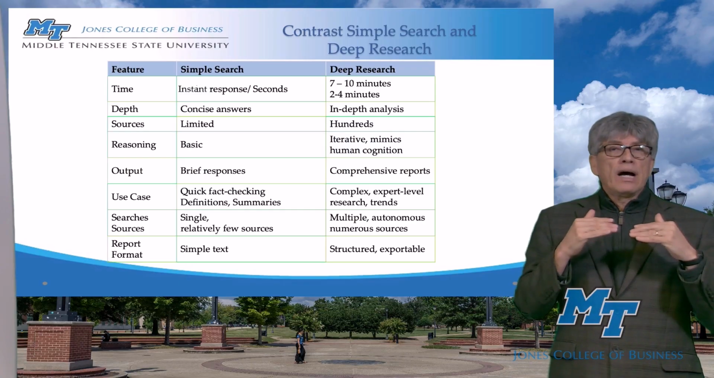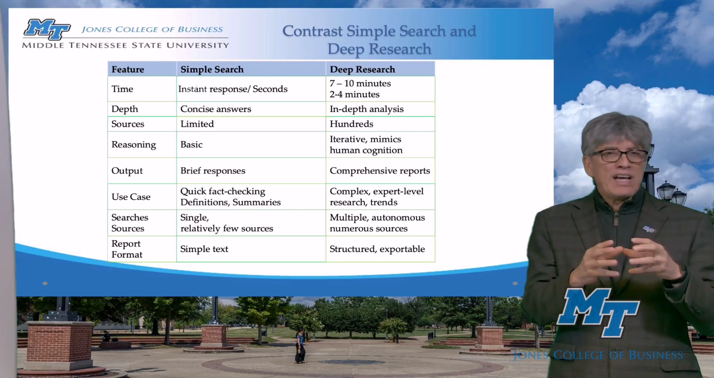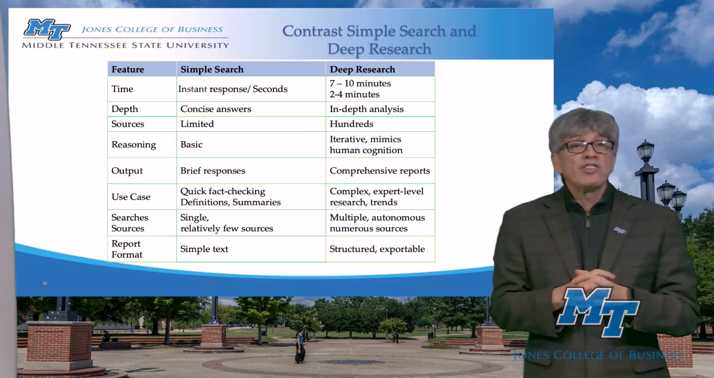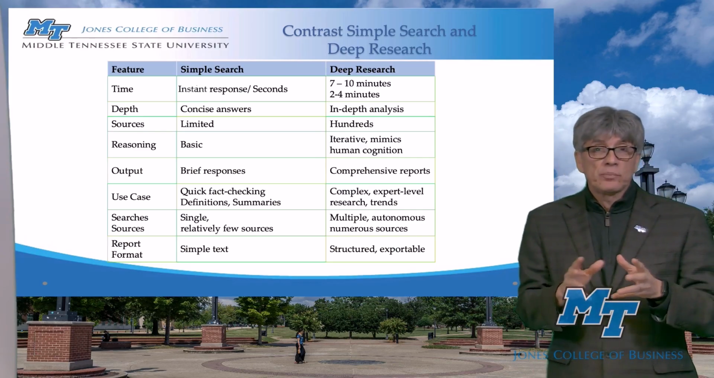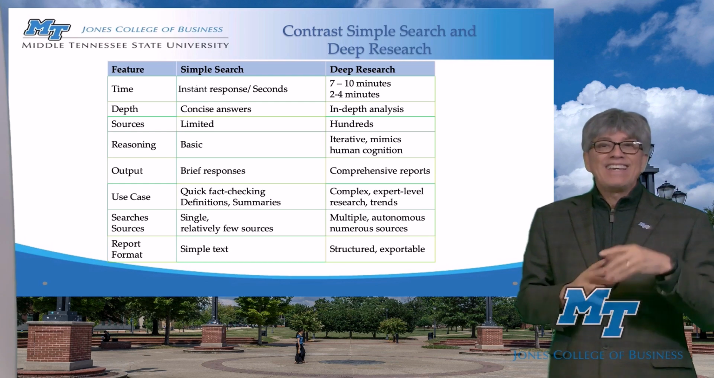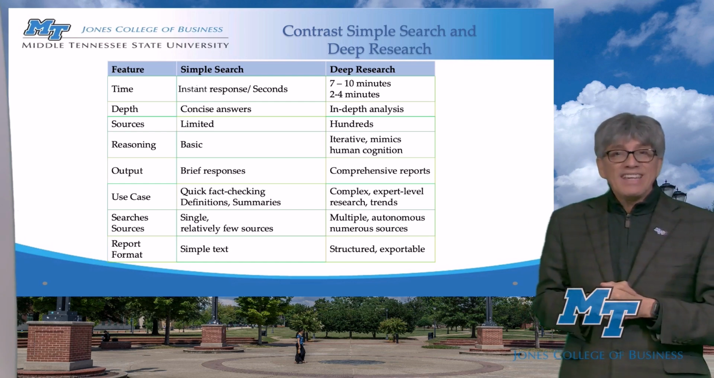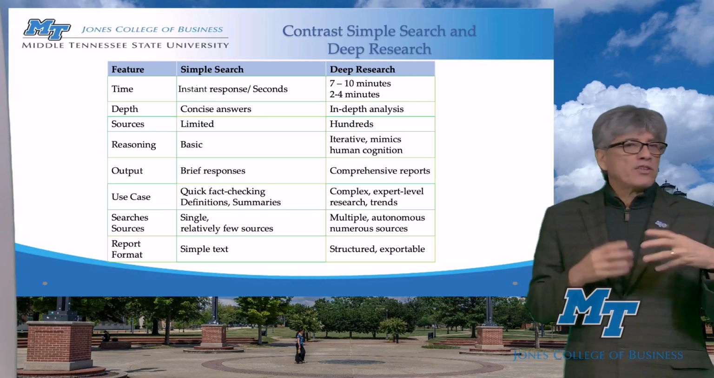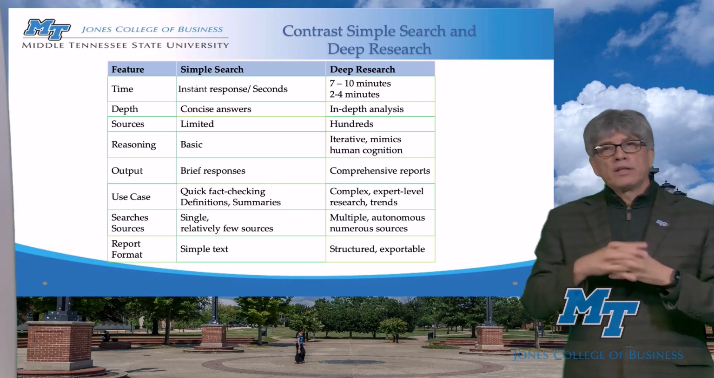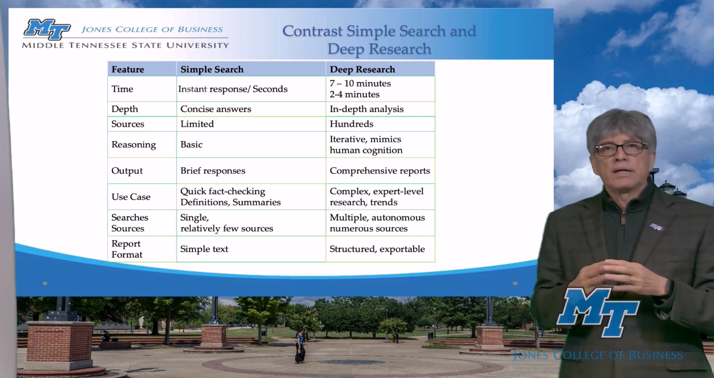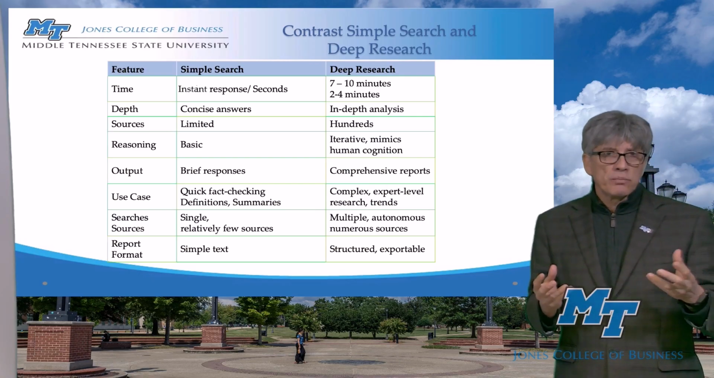It is a more concise answer if it is a simple search. In the case of deep research, it's an in-depth analysis. The sources in the simple search are limited to a few sources. In the case of deep research, it is an in-depth analysis with hundreds of sources. Reasoning is basic reasoning. Of course, deep research uses the more advanced, interactive models that basically mimic human cognition.